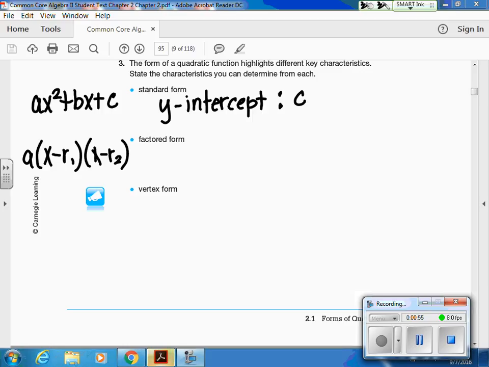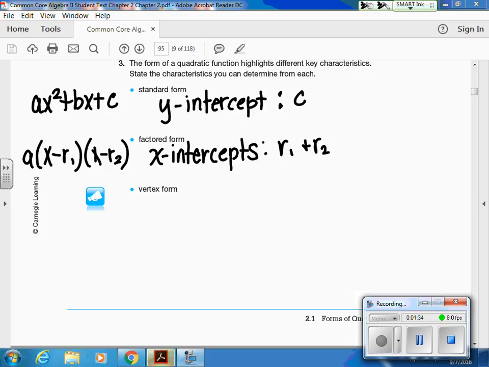No. But that's a good guess, because it does start with r. They're roots, okay? They're roots, also known as x-intercepts. Factored form tells you your x-intercepts. And your x-intercepts will be r1 and r2.